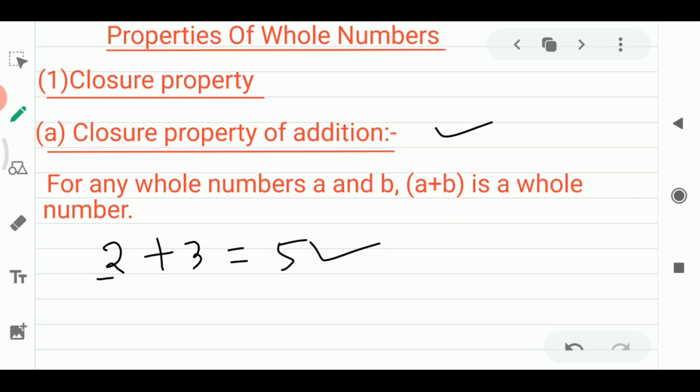2 is a whole number and 3 is a whole number. So when we add two whole numbers, we will get one whole number. So 2 plus 3 is equal to 5. Suppose 0 is a whole number and 10 is a whole number, and 0 plus 10 is equal to 10. 10 is also a whole number. So closure property of addition means when we add two whole numbers, we will get a whole number.